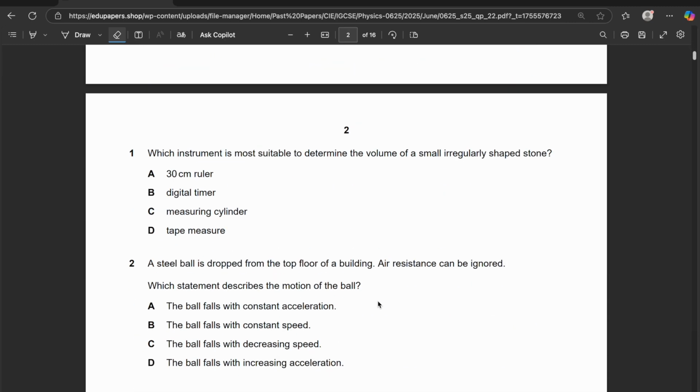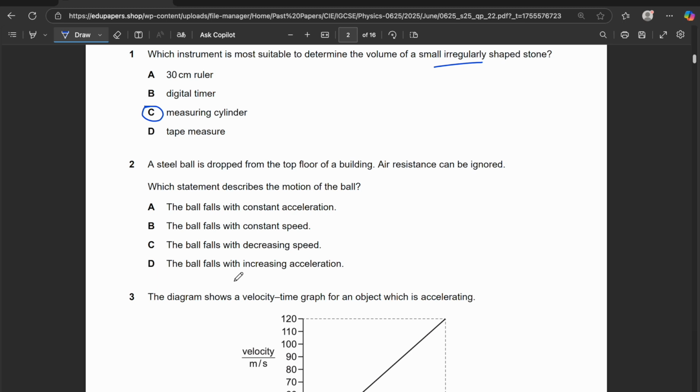Number 1. Which instrument is most suitable to determine the volume of a small irregularly shaped stone? Because it is an irregular object, we have to use the water displacement method, which involves using a measuring cylinder. C. 2. A steel ball is dropped from the top of a building.